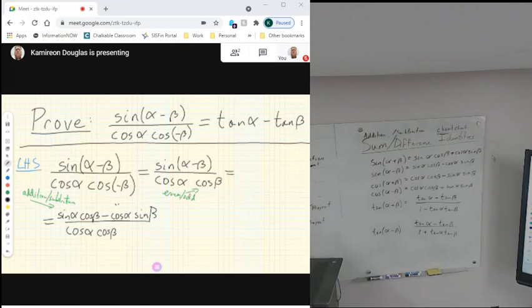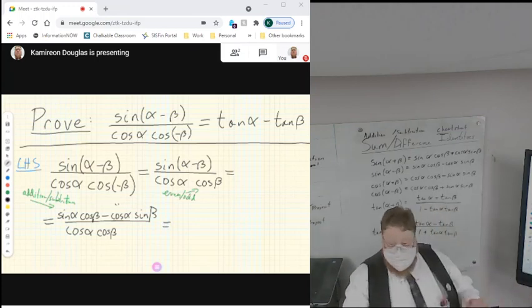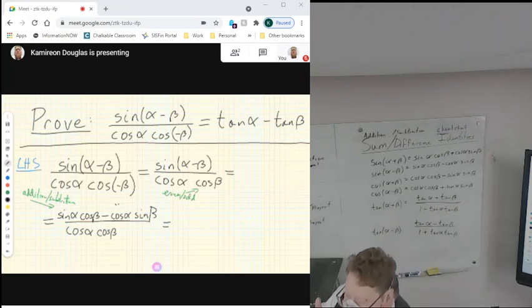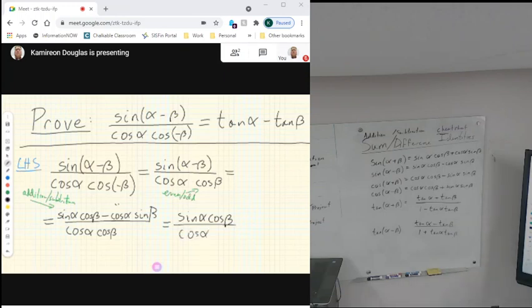Separate the top into two. Beautiful, Olivia. Very nice. So we're going to separate the top into two. Now, when I do so, the bottom is going to stay constant. Remember, when you separate the two fractions, the bottom stays constant. So the first fraction will have the sine alpha, cosine beta, all over the bottom, which is cosine alpha, cosine beta.